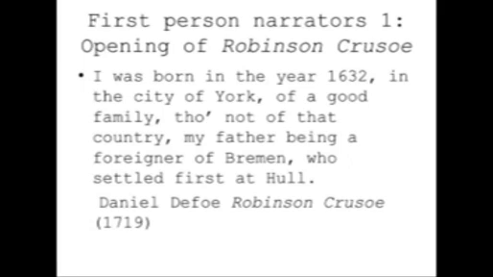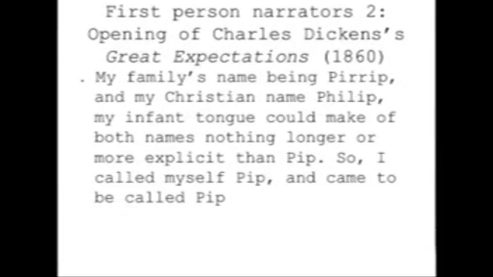Compare, for example, the openings of Robinson Crusoe and Charles Dickens's autobiographical fiction Great Expectations, written some 140 years later. Here's Defoe. "I was born in the year 1632 in the city of York, of a good family, though not of that country, my father being a foreigner of Bremen, who settled first at Hull." And this is Dickens. "My family's name being Pirrip, and my Christian name Philip, my infant tongue could make of both names nothing longer or more explicit than Pip. So I called myself Pip, and came to be called Pip."